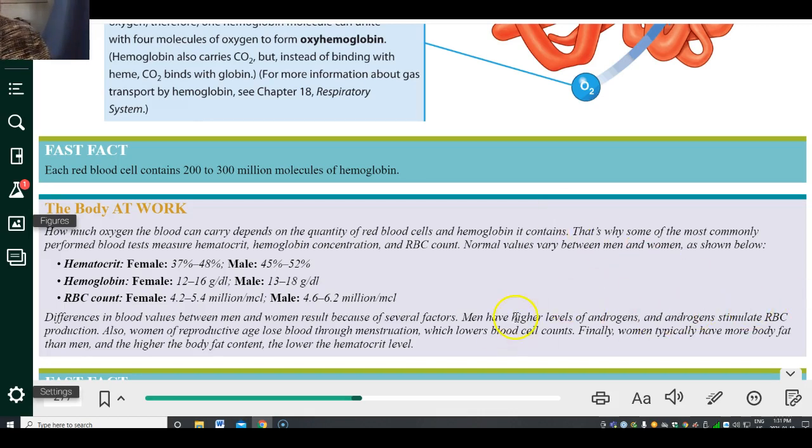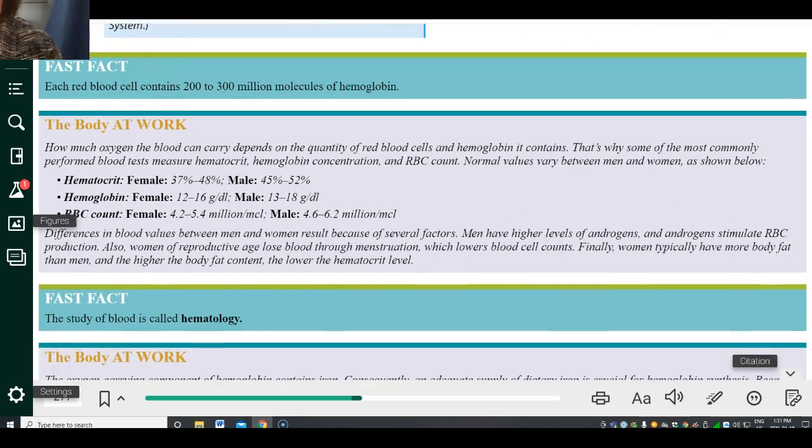Okay? There's a little difference between male and female. You don't have to look at that in too much detail.